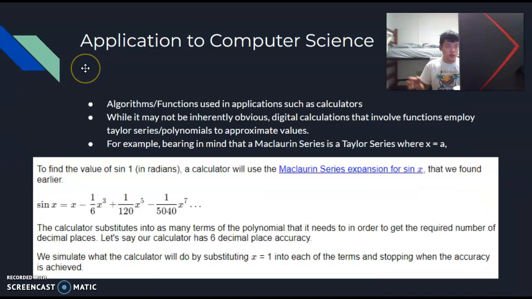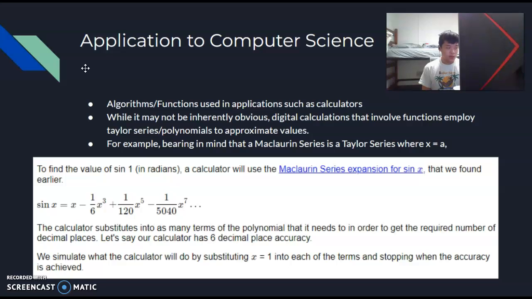Alright, so here's the application to computer science then. Algorithms and functions used in applications such as calculators can use these. While it may not be inherently obvious, digital calculations that involve functions employ Taylor series and polynomials to approximate values. For example, bearing in mind that a Maclaurin series is a Taylor series where a equals 0, to find the value of sine 1 in radians, a calculator will use the Maclaurin series expansion for sine x that we found earlier.